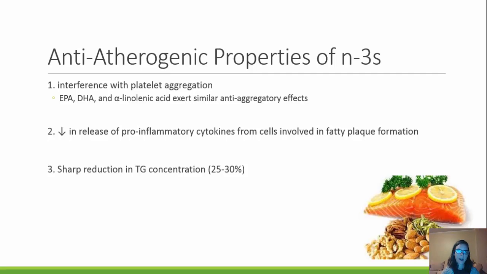So it decreases our overall body inflammation, and intake of omega-3s can also reduce triglyceride concentrations in our blood by over a quarter.